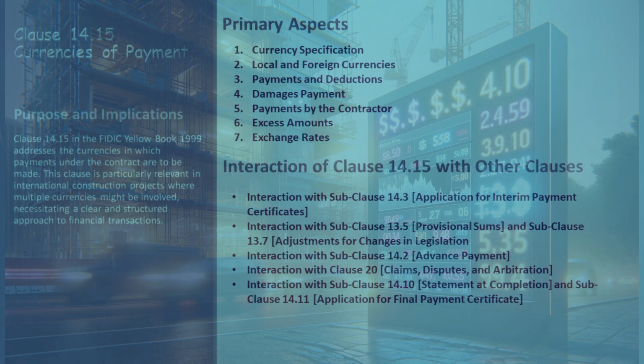for financial transactions. For damages specified in the appendix to tender, the payments are to be made in the currencies and proportions outlined therein. It also covers payments made to the employer by the contractor, specifying that these should be in the currency in which the employer incurred the expense.